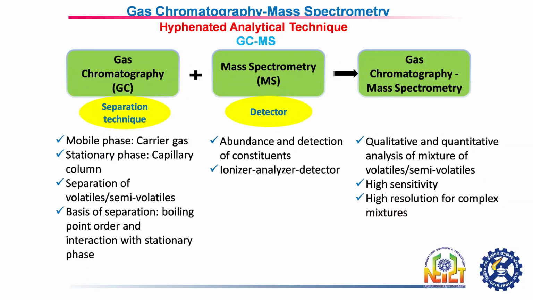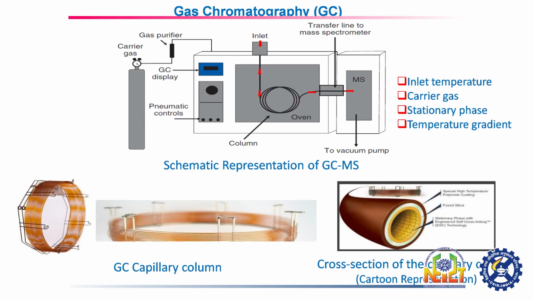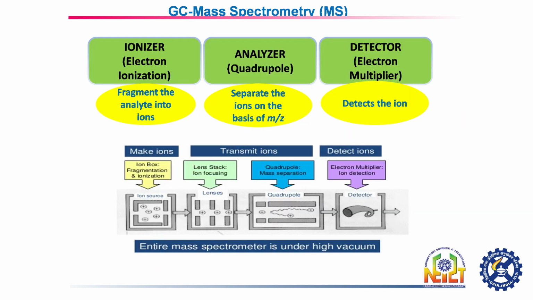In this video, we will be discussing the gas chromatography mass spectrometry technique, also called GCMS in short. GCMS is a hyphenated analytical technique which is majorly used for the analysis of volatile and semi-volatile analytes. It has diverse applications in different fields, including food, flavor and fragrance, environmental monitoring, pharmaceutics, petrochemicals, forensics, and also in pesticide analysis in agricultural crops.